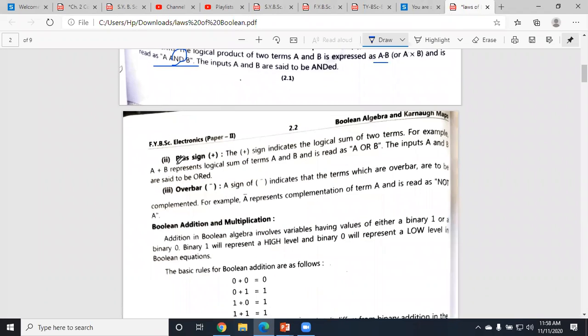The second operator is your plus sign. Which gate do we use for addition? The OR gate, right? Simply, the OR gate is what we use for the addition of two variables. Correct. The plus sign indicates the logical sum of the terms.